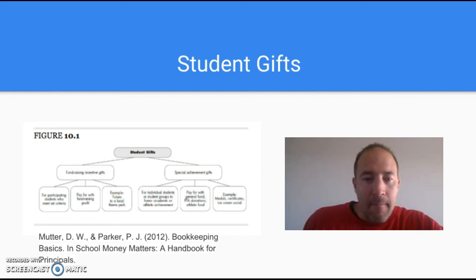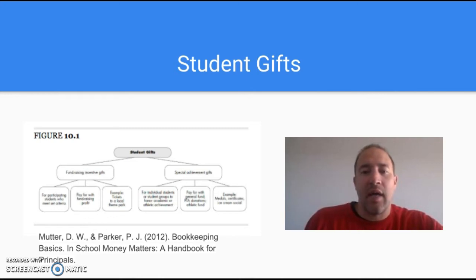And the t-shirt's an example of that. So here in this, students participating in a fundraiser meets the criteria. They're going to pay for a ticket to a theme park through the fundraising money, is the example from the textbook. So again, you can reward students for doing a good job helping whatever you're fundraising for, but that money needs to come out of the fundraiser.